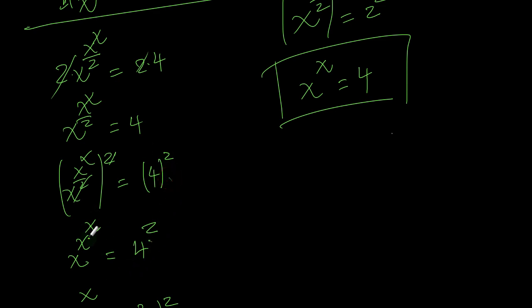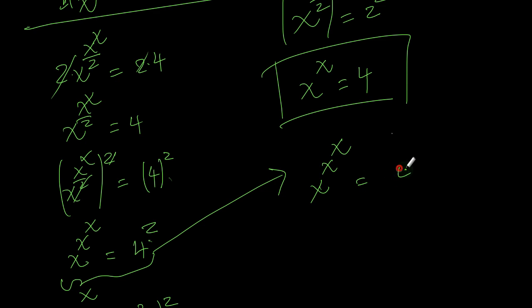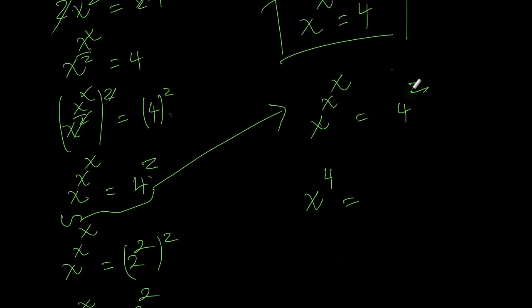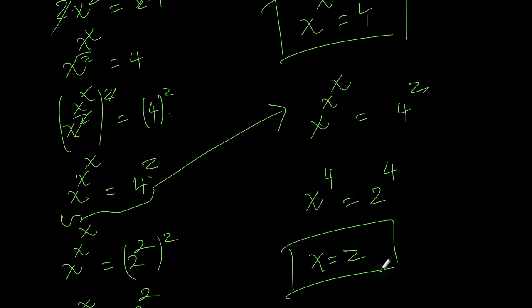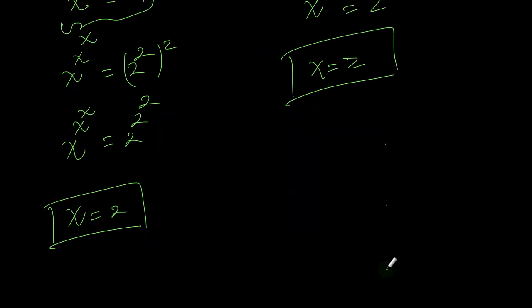And if we come here, from this one here, we're going to have x^x equals 4 squared. But this one here is 4, so we're going to have x to the power of 4 equals what? This is 2 to the power of 4. So 4 equals 4, and then x equals what? x equals 2. This is our answer, the answer that we were looking for.